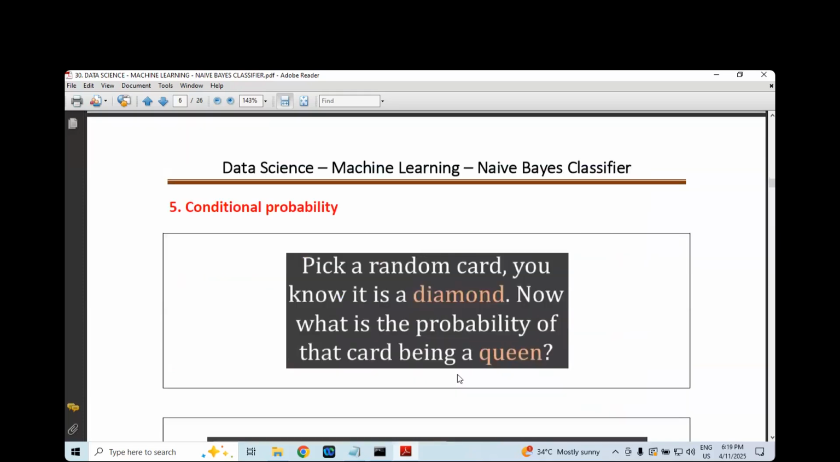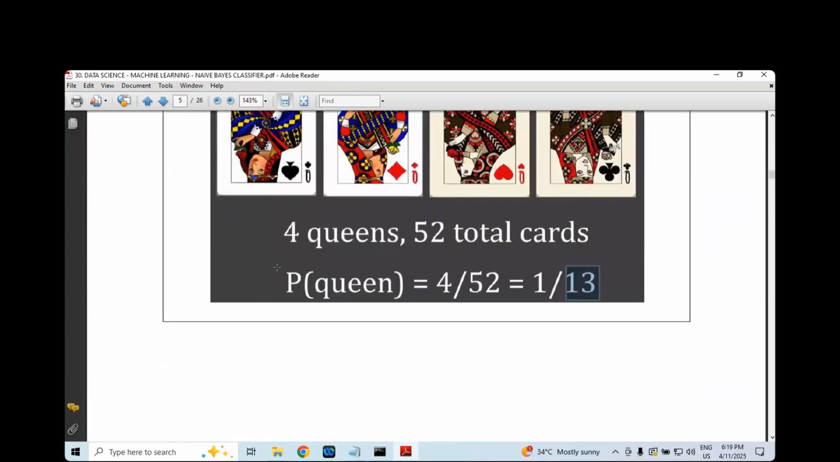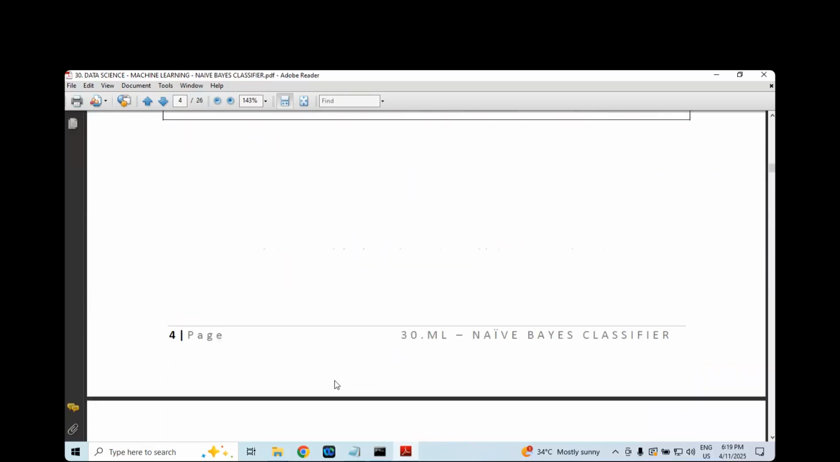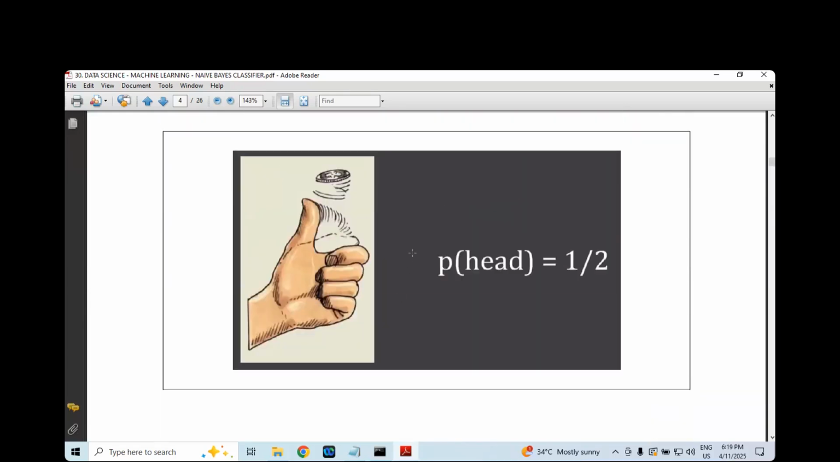Now, conditional probability. This is important, sir. Till now, I explained about probability. Even this one is also probability. What is conditional probability? Simple. Let me explain with the code, you will get an idea.